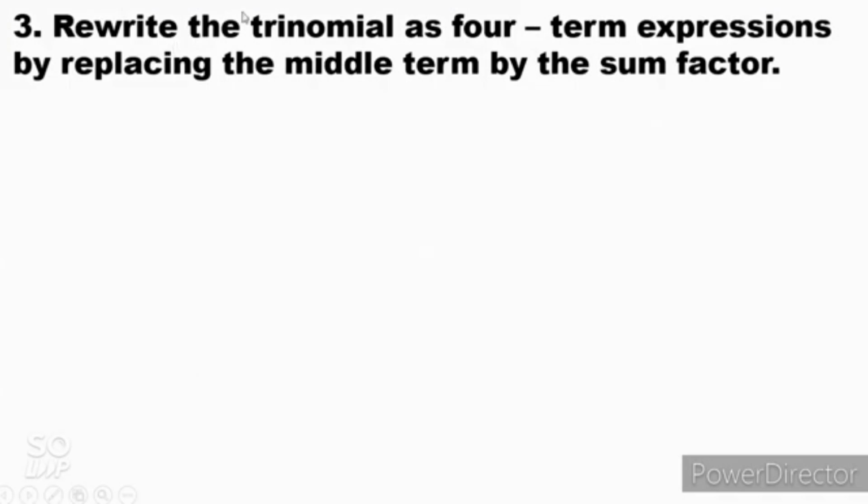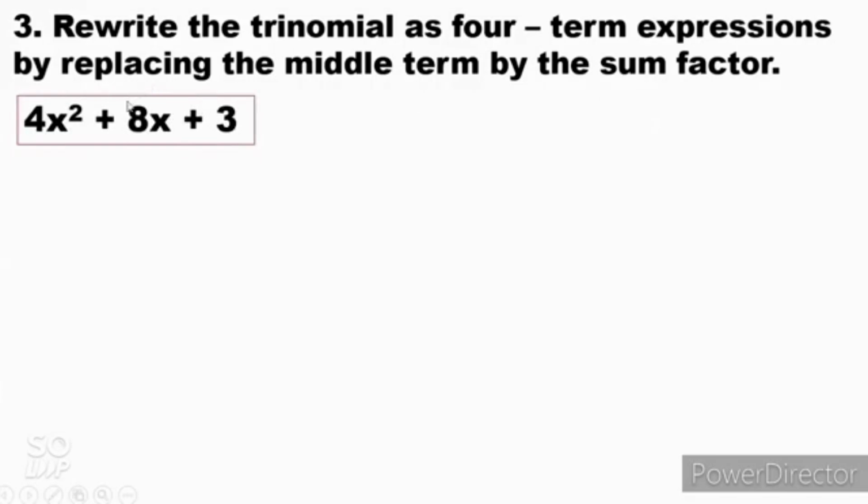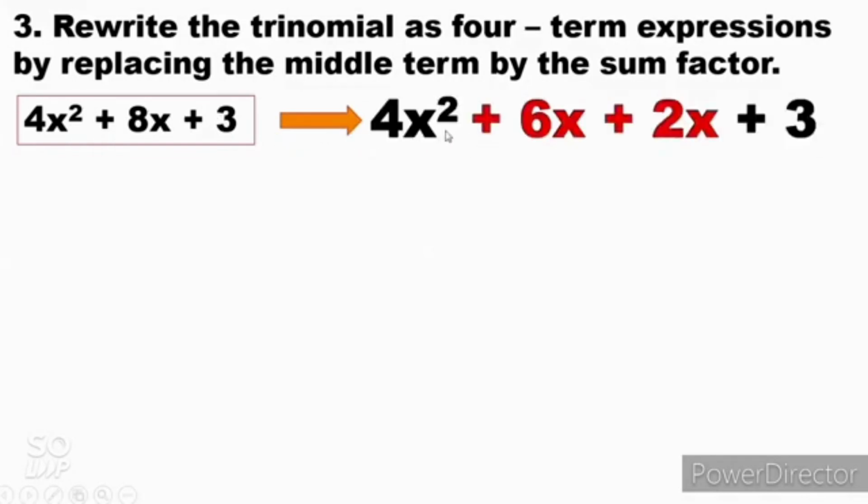Okay, step number 3, rewrite the trinomial as 4-term expressions by replacing the middle term by the sum factor. So, yung 6x at saka yung 2x ay i-insert natin. Okay, ito yung given trinomial natin, 4x squared plus 8x plus 3. So, next step, gagawin natin siyang 4-term expression. Insert natin yung 6x at saka yung 2x. So, it becomes 4x squared plus 6x plus 2x plus 3.